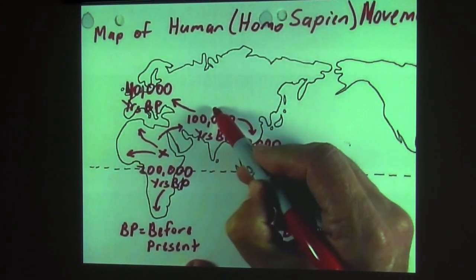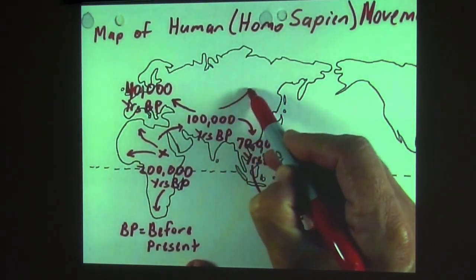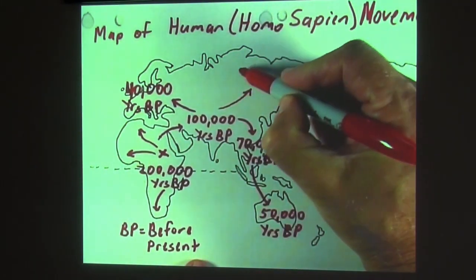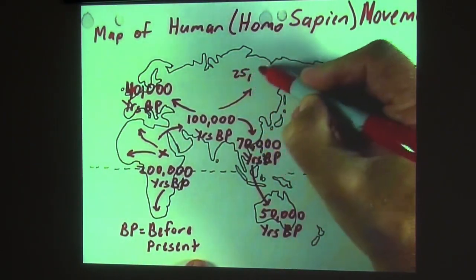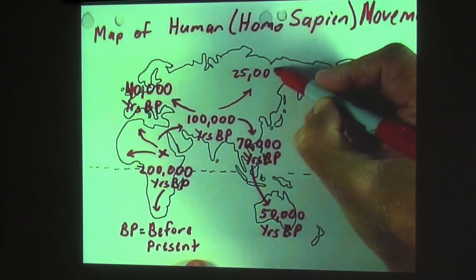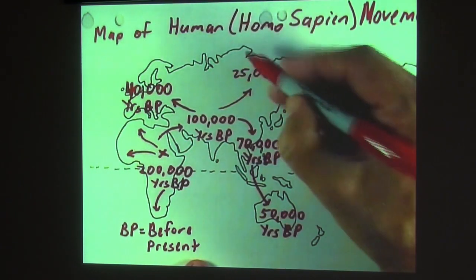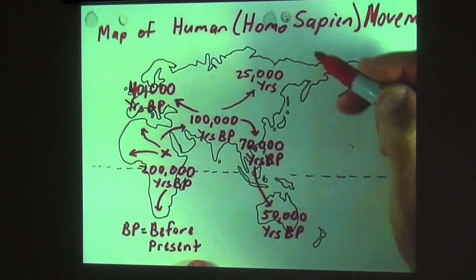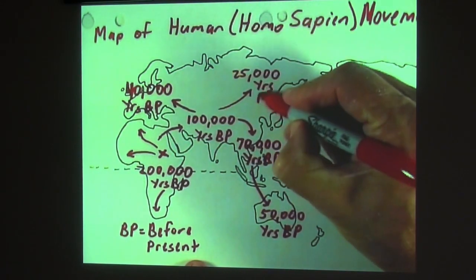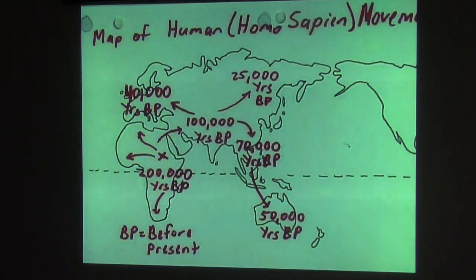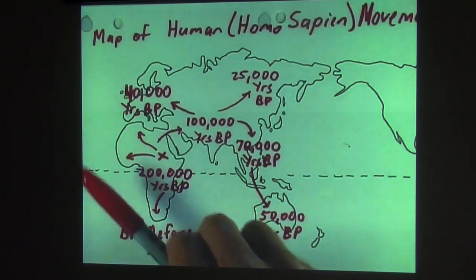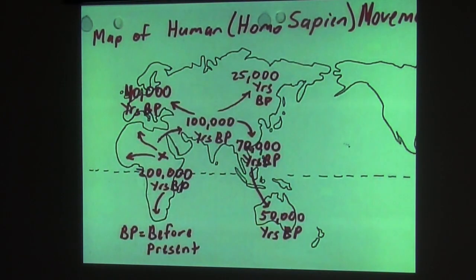And this was a little bit more of a move to the north here. What we would call Russia, Siberia, northern Mongolia, even. We would say 25,000 years BP. And now what do you see? We have Homo sapiens across the globe, if you will. Homo sapiens have officially made it all the way across, well, not the globe, but at least the eastern hemisphere.